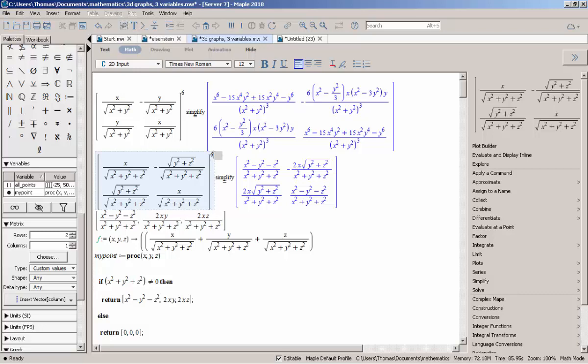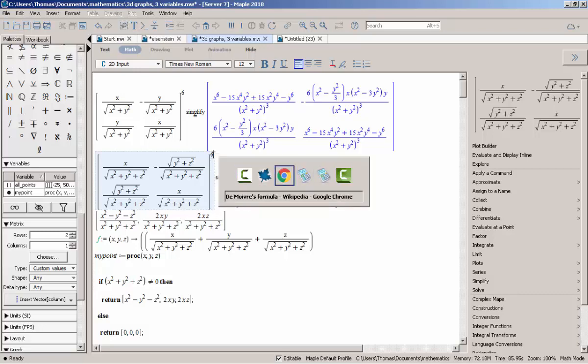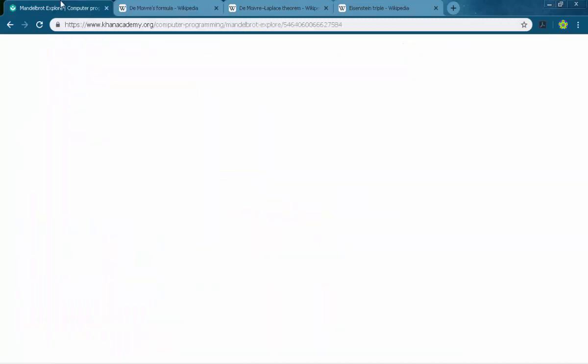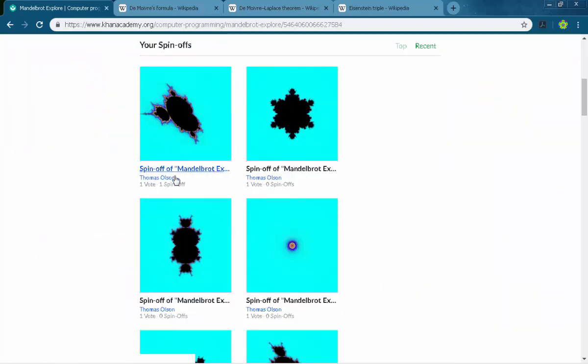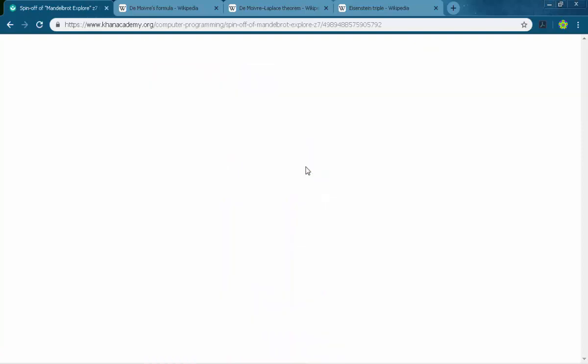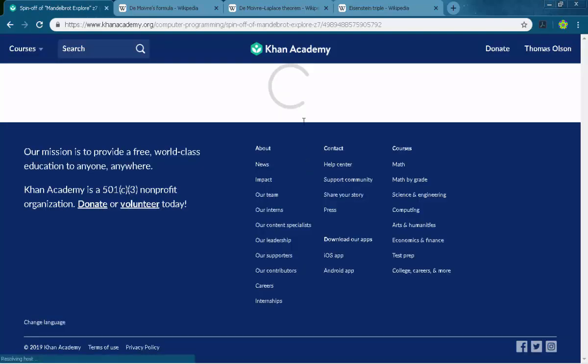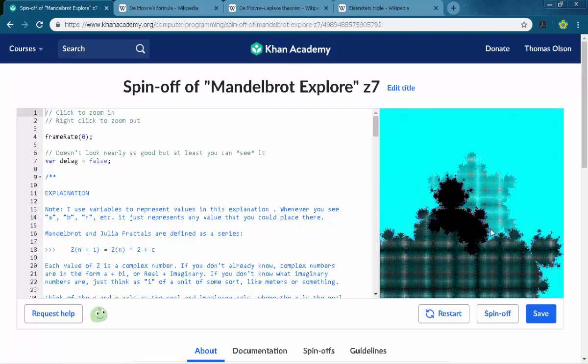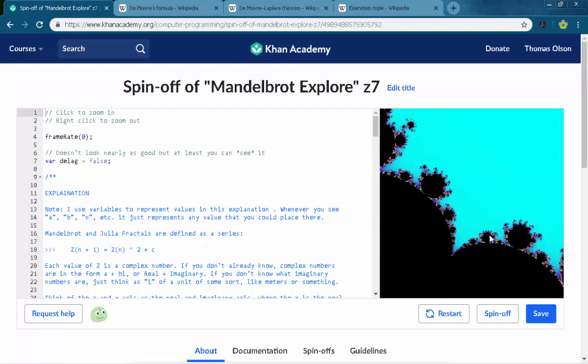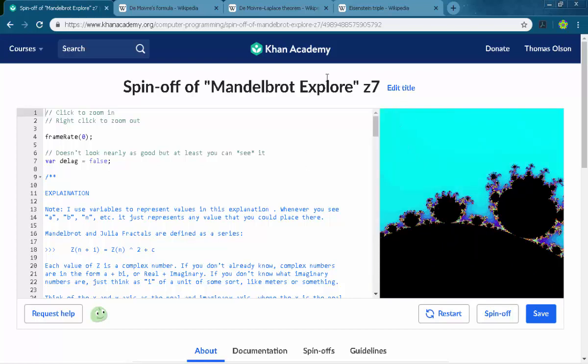Z to the 6th. I could show you z to the 6th or z to the something anyway. I made a whole bunch of spin-offs on this guy's code. What's this right here? That might be a 6. That's Z7. Close enough. I don't know if you can see that. We'll find out.